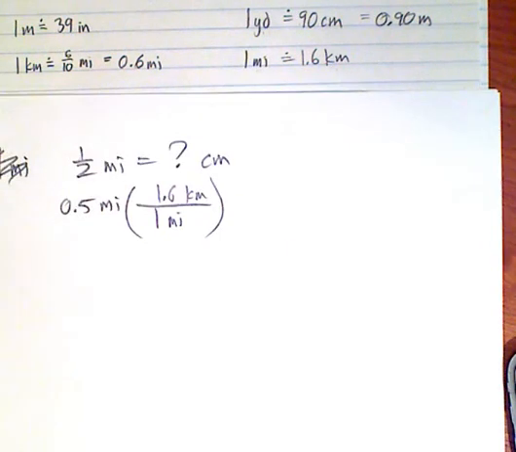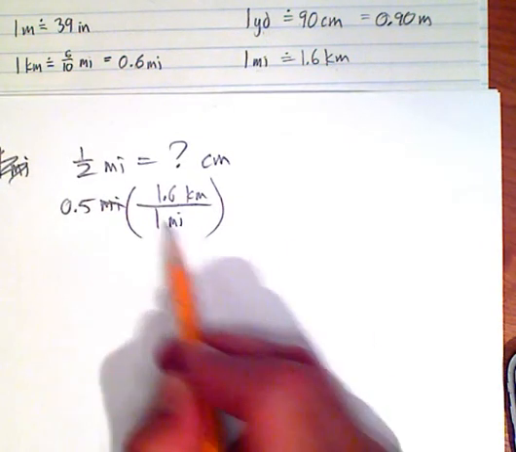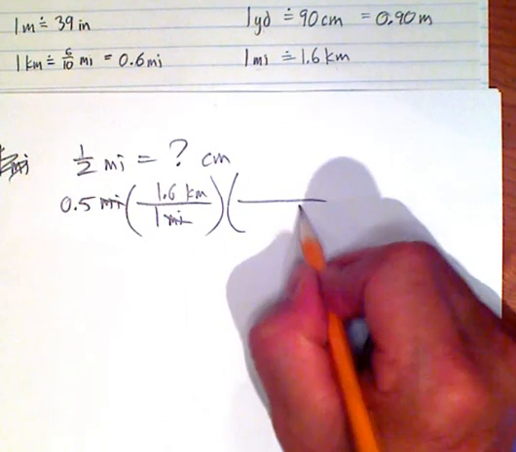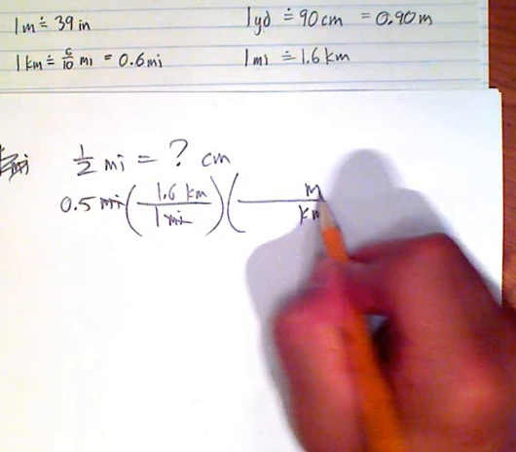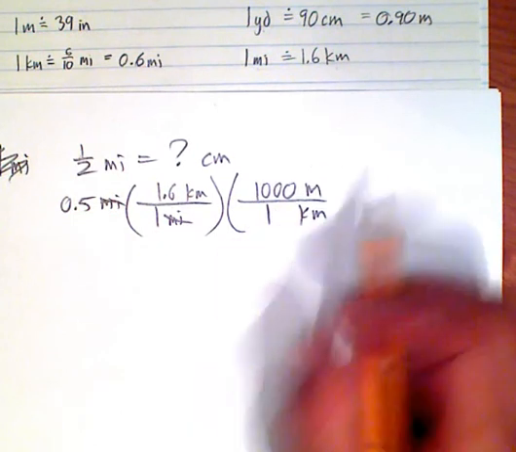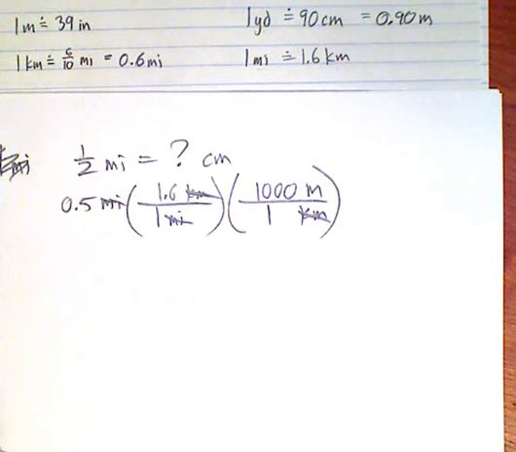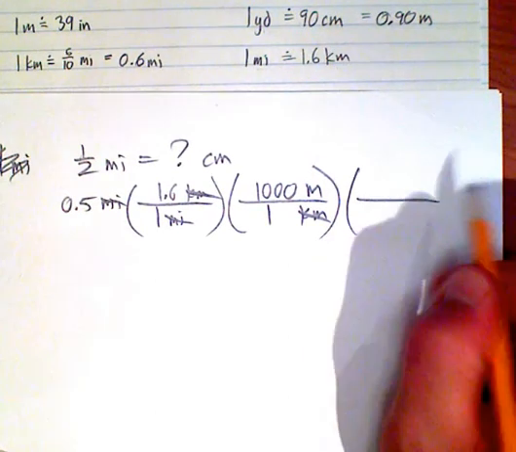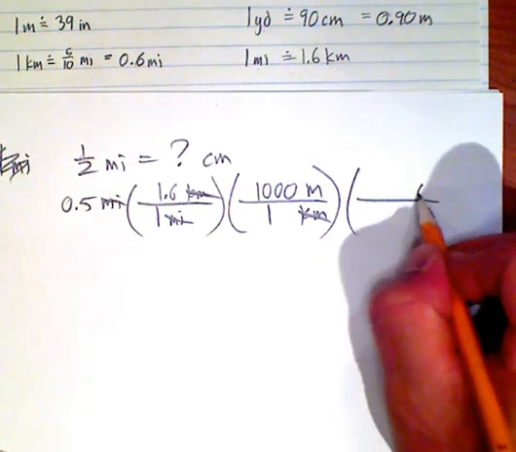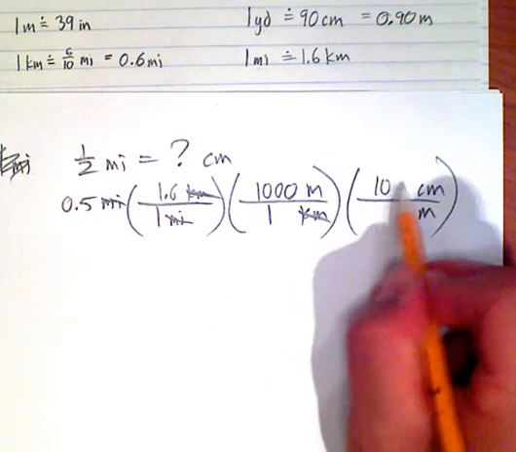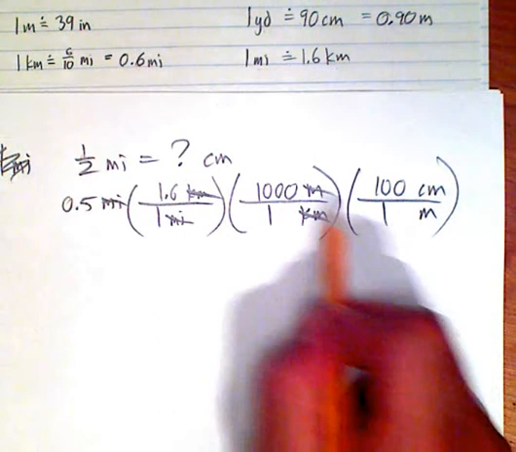Now, I want to get rid of kilometers. I'm going to be in kilometers now. Well, let's go to meters first. So get rid of kilometers, put meters on top. 1,000 meters, 1 kilometer. Kilometers cancel, you're in meters. You want to go to centimeters? Well, you're going to have to get rid of meters and put centimeters up here. And what's the equivalency? Well, there's 100 centimeters in 1 meter. Meters cancel, you end up with centimeters.